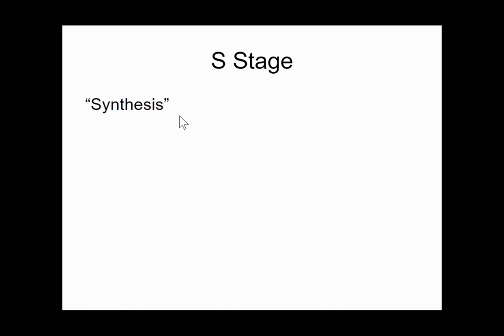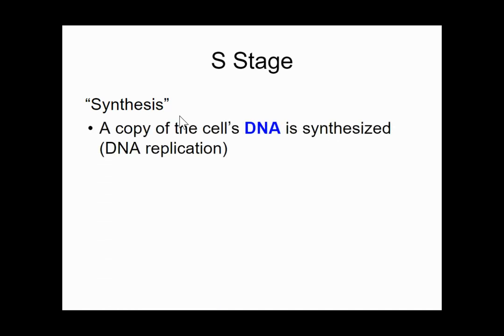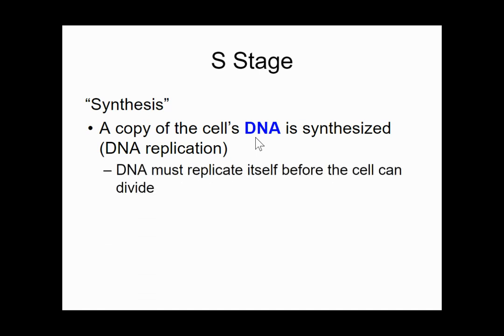If a cell gets a signal that it needs to divide, it will enter into S stage, which stands for synthesis. And what you're going to do here is copy the cell's DNA. So you're going to do DNA replication. We're just going to take all of the DNA that's in the cell and make an exact copy of it. That has to happen before a cell can divide. So a cell cannot divide if it has not copied its DNA first. Essentially what you're doing is making a copy of all the chromosomes so that when you make your new cells, the new cells have all the chromosomes that they need to have.